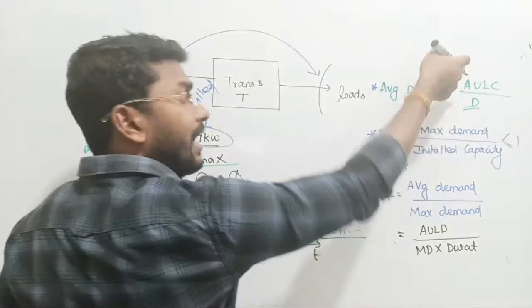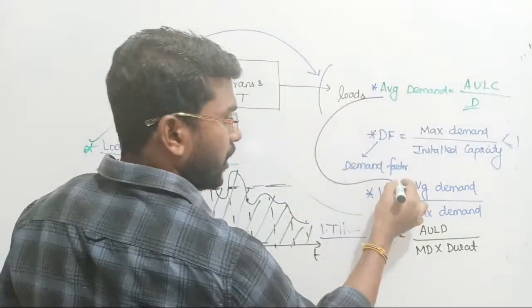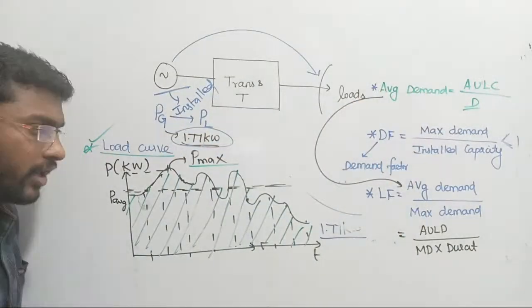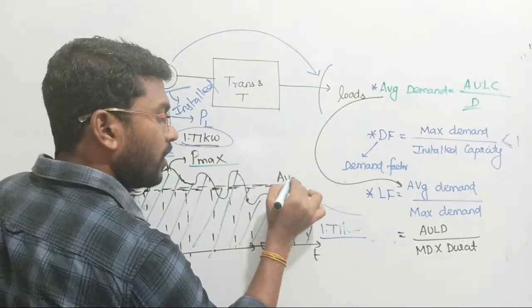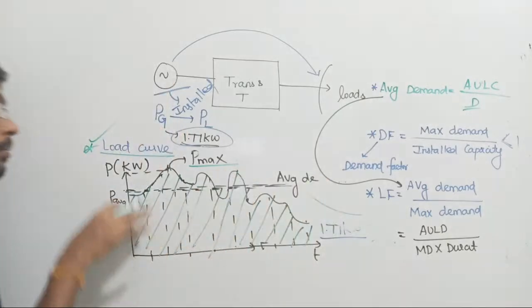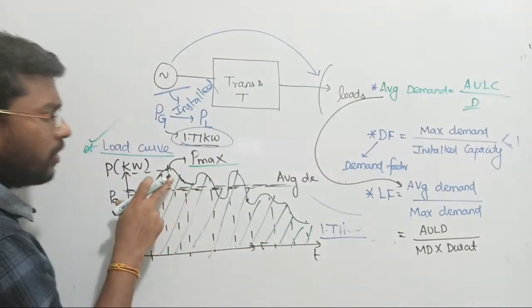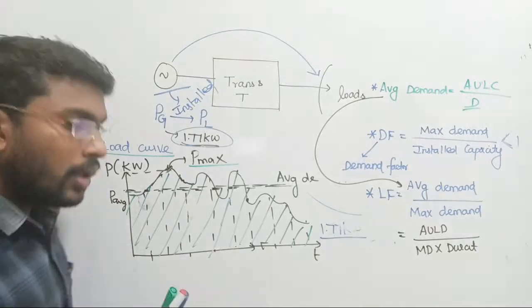Because how to calculate average demand, we know, I am just substituting here. Anyway, getting back, now load factor determining is, where is your average demand? This is my average demand. This is your average demand. Whereas what is the maximum load? That is maximum power that we are going to consume. This is the point where we are going to consume maximum power.